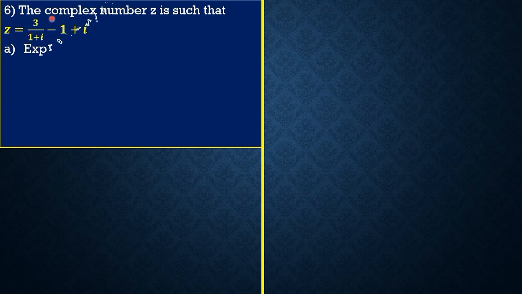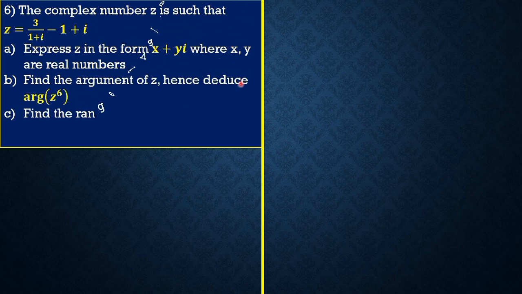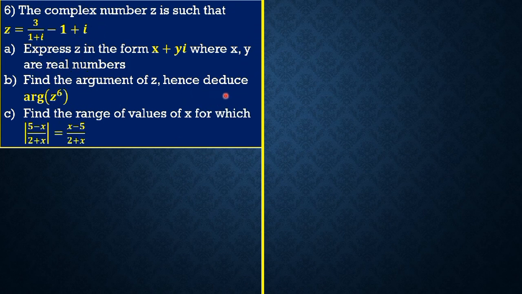Okay, if you look at question 6, it simply reads that the complex number z is such that z is equal to 3 over 1 plus i minus 1 plus i. Then the a part is now should express z in the form x plus yi, where x and y are real numbers. Then we should find the argument of z, hence deduce the argument of z raised to the power 6. The c part is now should find the range of values of x for which the absolute value of 5 minus x over 2 plus x is equal to x minus 5 over 2 plus x.